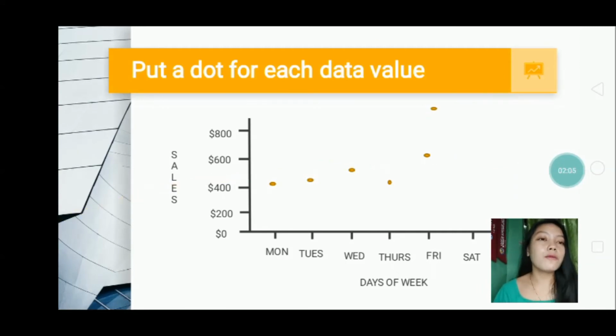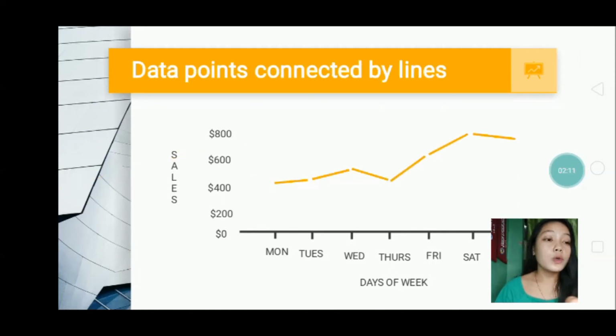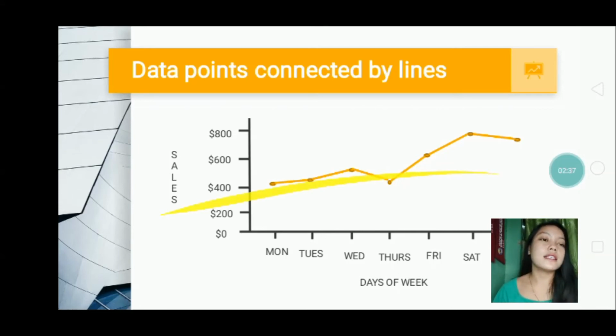The next thing you do is connect the dots. This is our result. So based on the broken line graph, I can get the general conclusion that sales of the ice cream in a week is apparently increasing and decreasing.